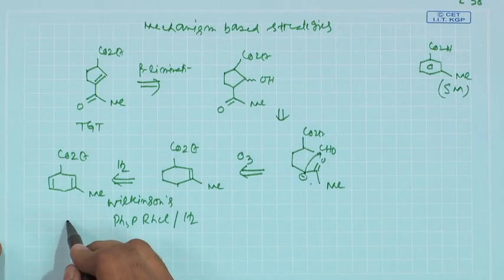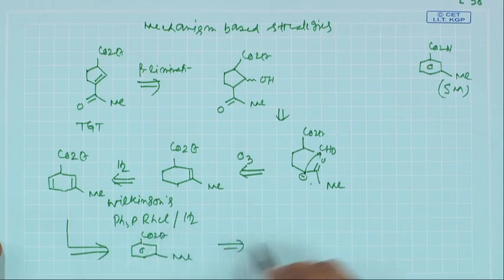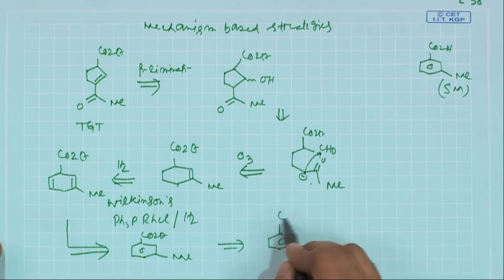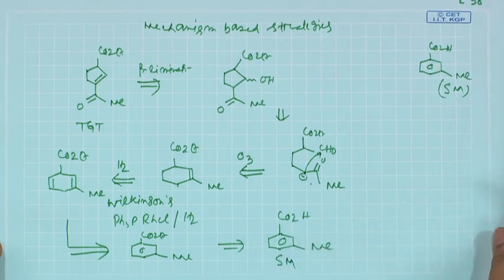Now, this particular starting material will easily come from this toluate ester, which you can easily prepare from toluic acid as a starting material. So we have disconnected the molecule through a couple of interesting transformations, and if you are quite sure about the Birch reduction mechanism, then you can predict this pathway.